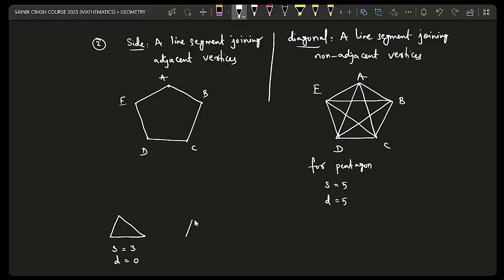Next, let us take a quadrilateral. We know number of sides is 4, but how many diagonals are possible? I want this answer from students. So who will answer number of diagonals of a quadrilateral? How many are possible? Raise your hands if you want to answer.